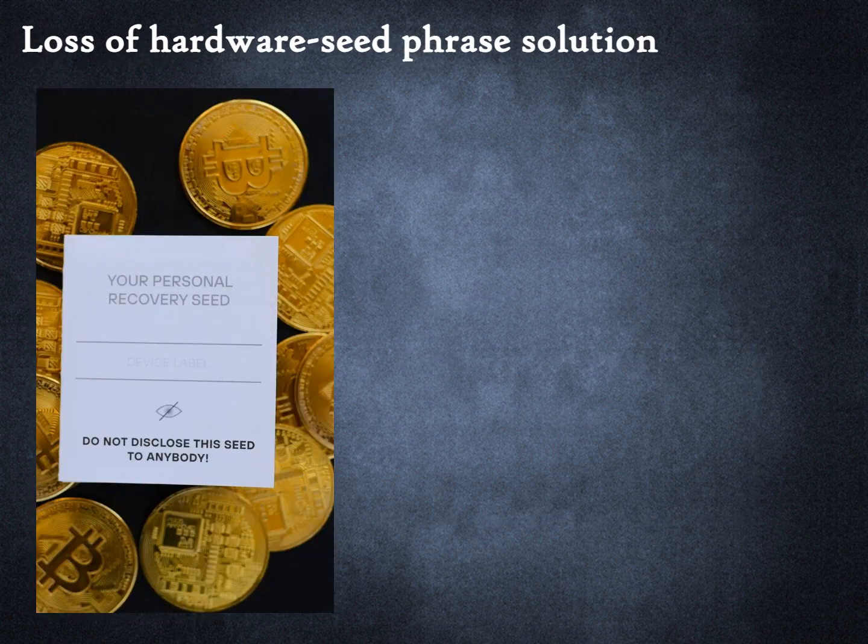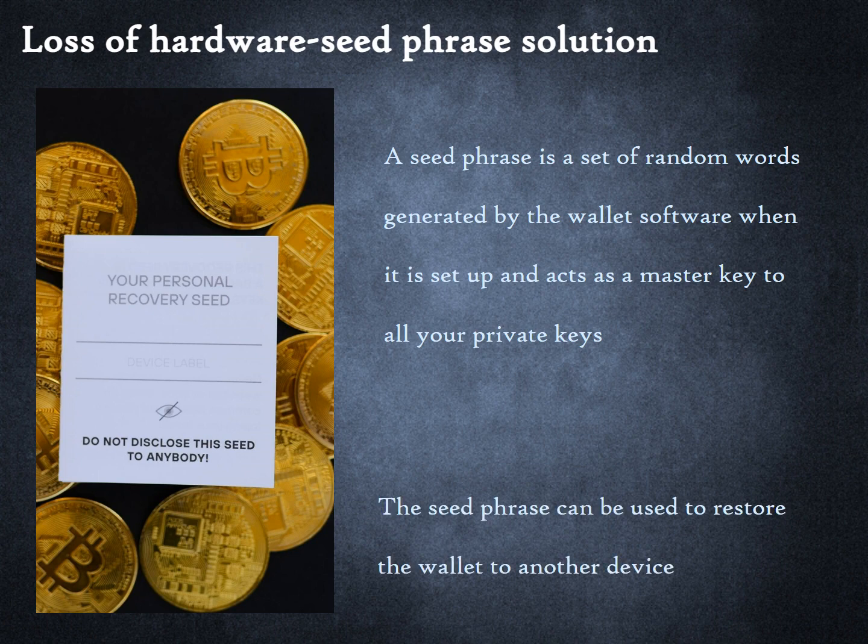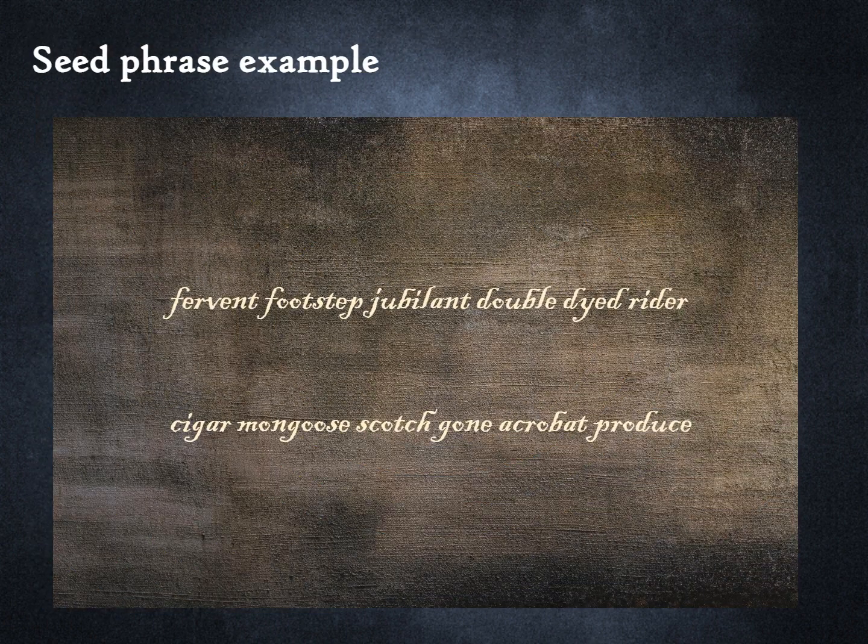A solution offered by wallet providers is that of seed phrases. A seed phrase is a set of random words generated by the wallet software at the time of setup and acts as a master key to all private keys. The seed phrase can be used to restore the wallet to another device. Below is an example of a 12-word seed phrase. Seed phrases can be longer.